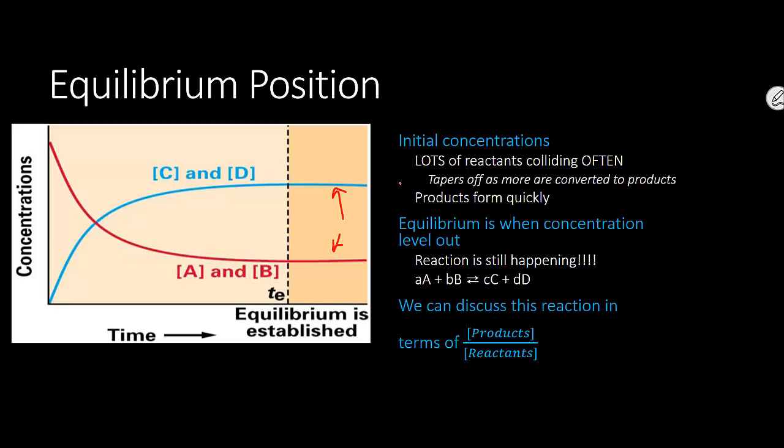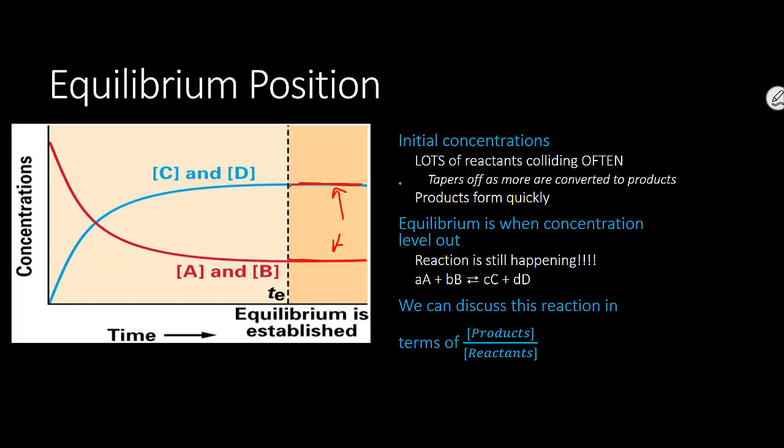So notice that in this graph, we've reached equilibrium when both lines have flattened out because they're no longer changing. Now that does not mean that no molecules of C and D are colliding to form A or B, or that no molecules of A or B are colliding to form C or D. It simply means that from a macro standpoint, from us looking into our beaker, the concentrations are constant.